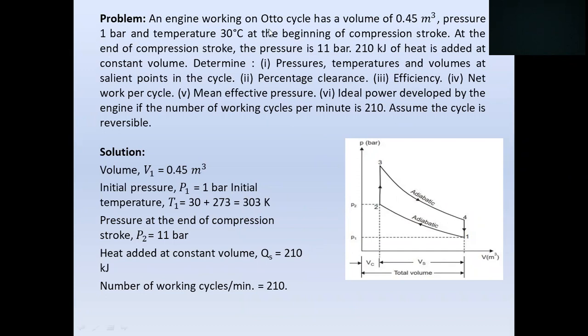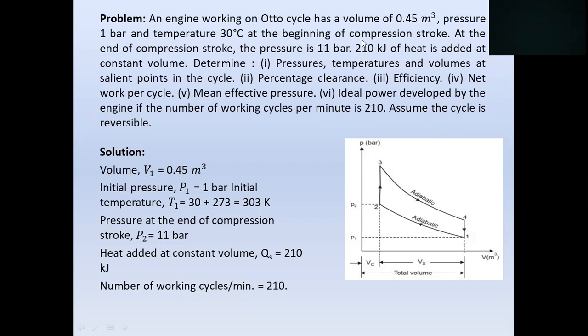An engine working on Otto cycle has a volume of 0.45 meter cube, pressure 1 bar and temperature 30 degrees Celsius at the beginning of compression stroke. So Otto cycle has four processes. Process 1 to 2 is adiabatic compression. Process 2 to 3 is constant volume heat addition. Process 3 to 4 is adiabatic expansion. Process 4 to 1 is constant volume heat rejection.